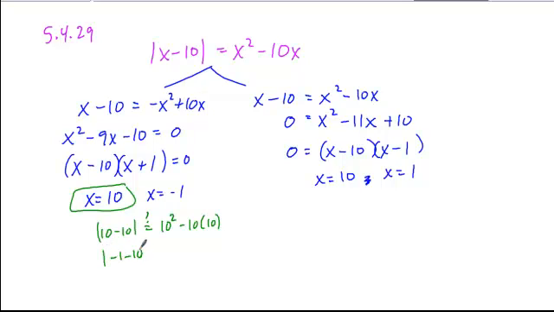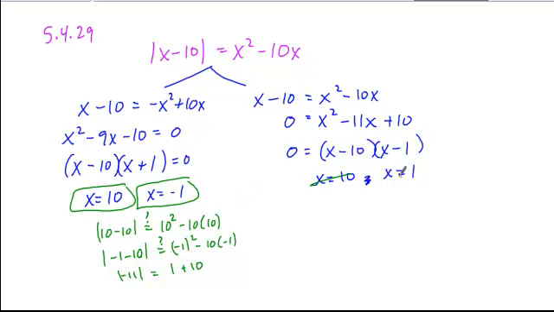Plug in a negative 1. Negative 1 minus 10 in absolute value, does that equal negative 1 squared minus 10 times negative 1? So when I check this, I take negative 11. The absolute value is 11. Does that equal 1 minus a minus, which becomes a plus 10? So yes, 11 is equal to 11, so negative 1 works. I already tested 10 and found that it works.